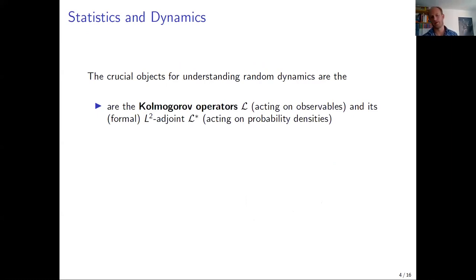So the Kolmogorov operator or generator for the process, L, is the one acting on observables, also called the stochastic Koopman operator, or just the backward Kolmogorov operator. And its formal L2 adjoint, L star, is then the Fokker-Planck operator or forward Kolmogorov operator, which acts on the probability densities. And with these, you can understand many phenomena in the stochastic setting.